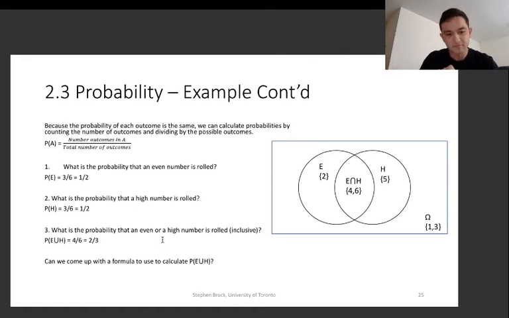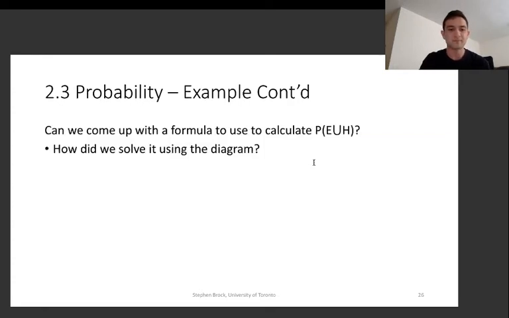Now, can we come up with a formula to use to calculate the probability of E union H? Because drawing out the diagram is great, and this works really well when the probability of each outcome is the same. But what if the probabilities are different? Is there some sort of formula that we can come up with?